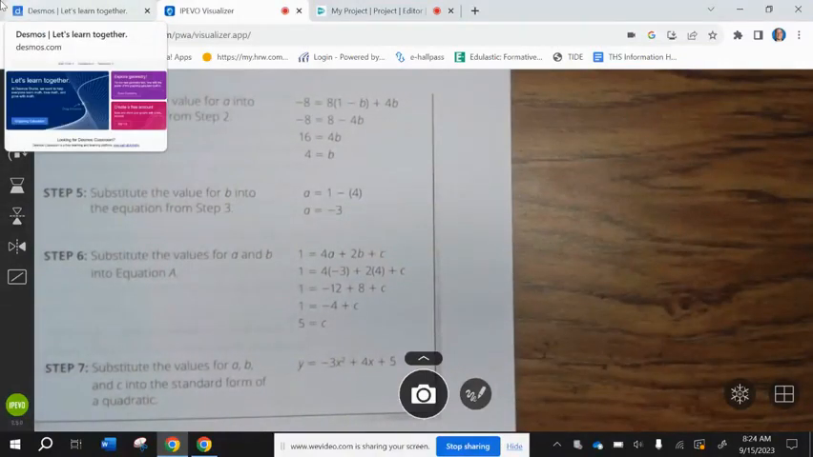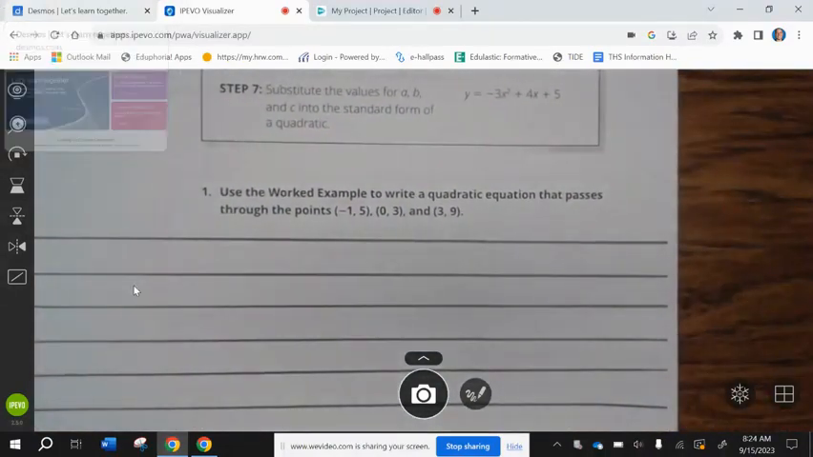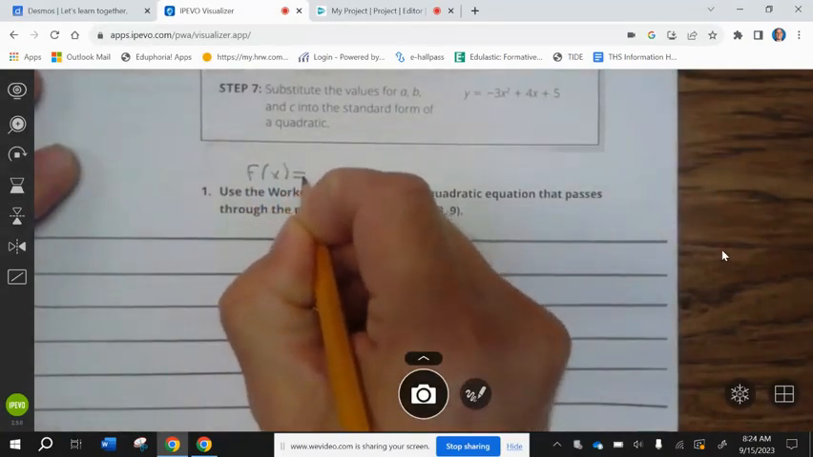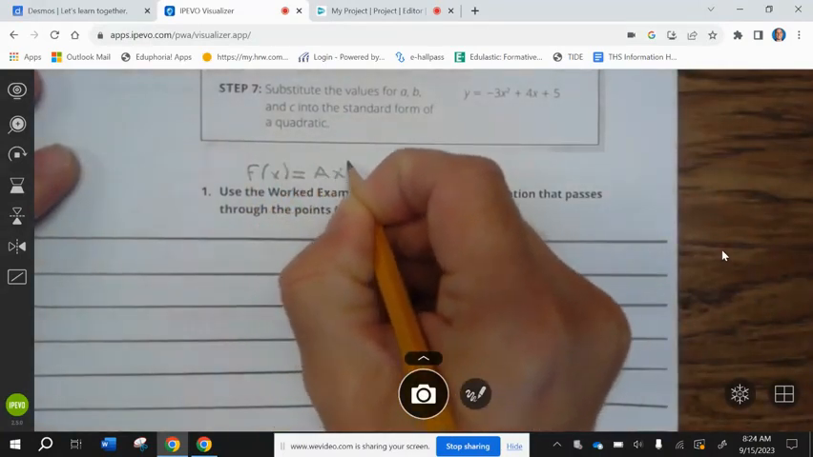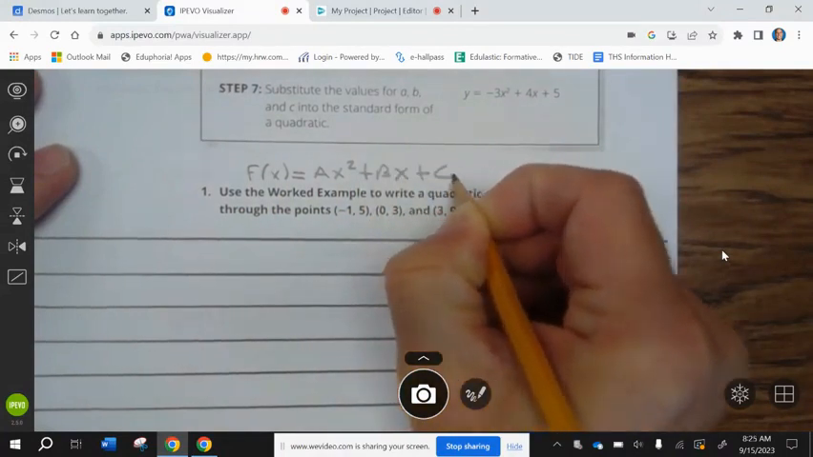But I'm going to show you how to work question number 1 using, I think, a method that's a little bit more efficient. They're both mathematically correct, and I'm going to show you one. You could use the method in the book or my method. Feel free to decide. Now, what we need is standard form: f of x equals ax squared plus bx plus c.